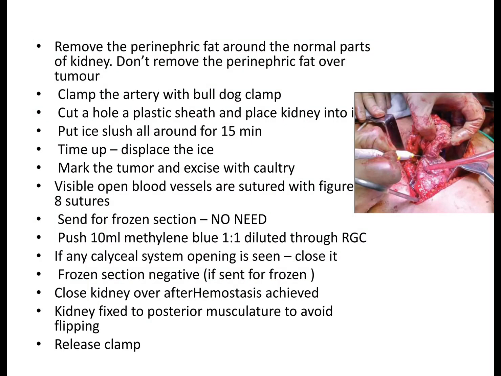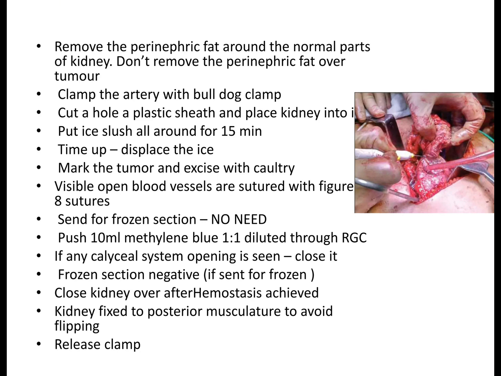And after that, remove the perinephric fat around the normal part of the kidney. Don't remove the perinephric fat over the tumor, because that may be malignant fat. So that's why don't remove it from the mass over the kidney. Then the next step is to clamp the artery with a bulldog clamp. And then cut a hole in a plastic sheet and place the kidney into it.